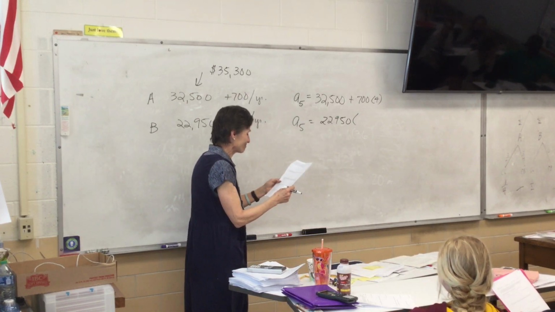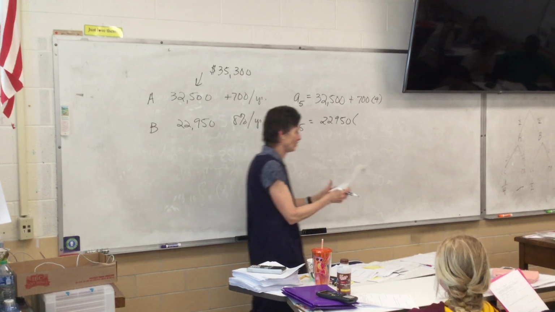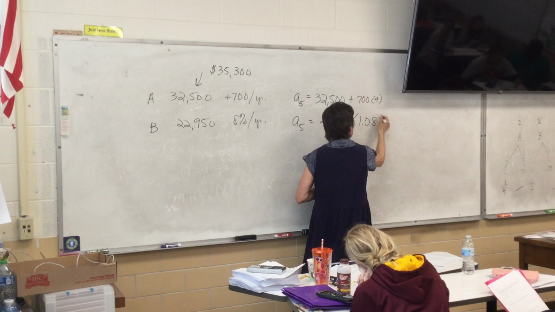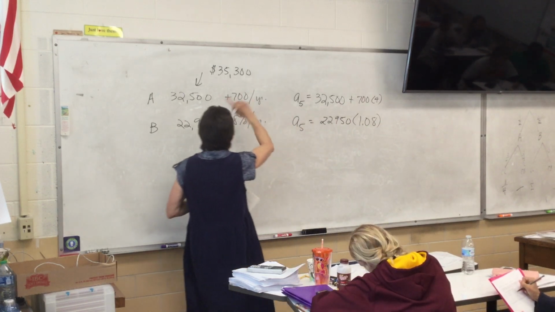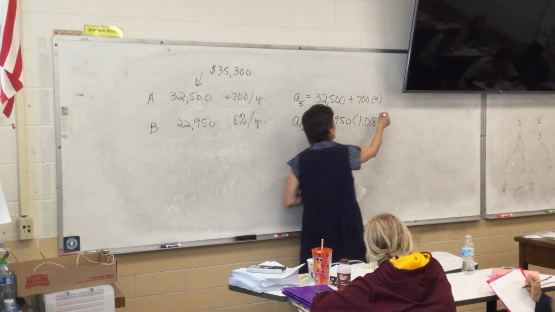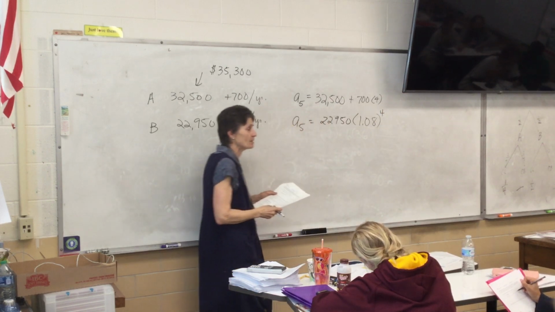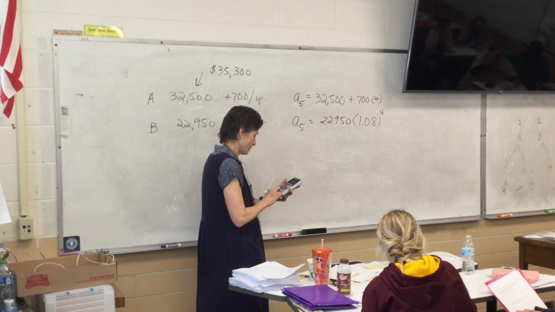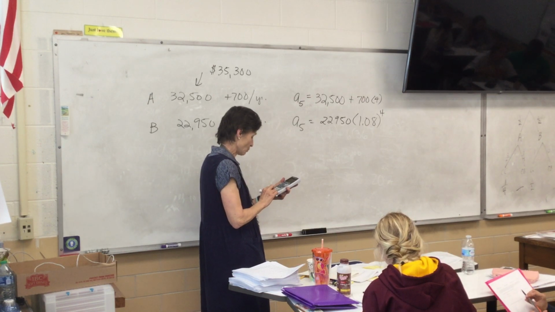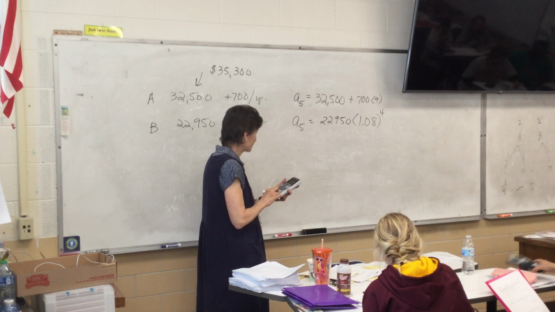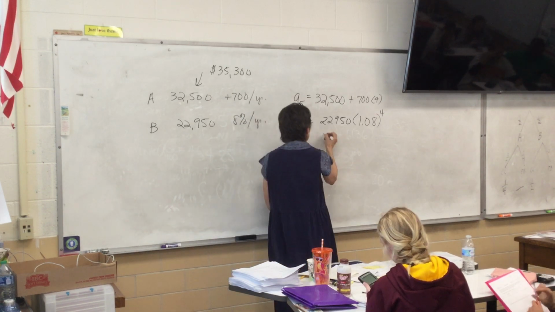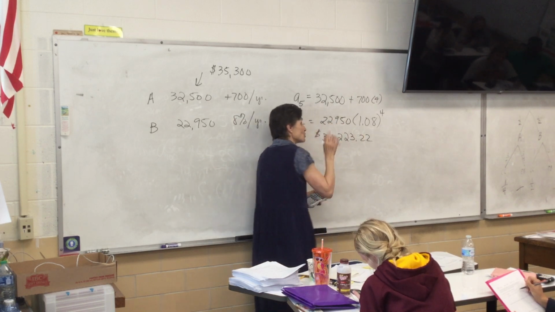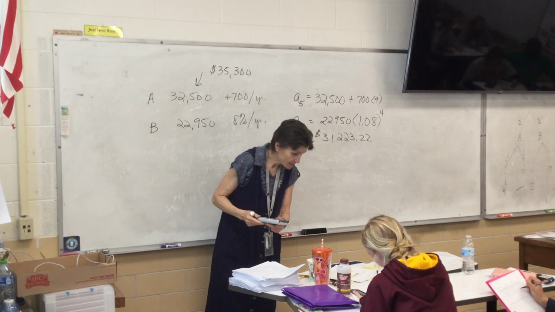All right, back to the problem. So we decided we're going to multiply by 1.08. I erased my formula, but my exponent is n minus 1, so that's going to be a 4, because I'm doing it in the 5th year. So 22,950 times 1.08 to the 4th is $31,223.22.